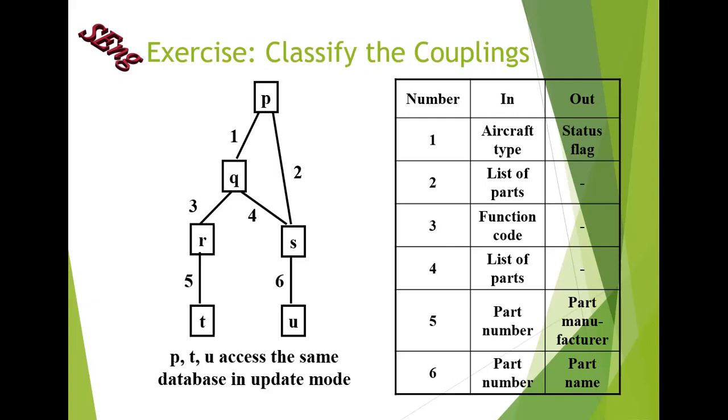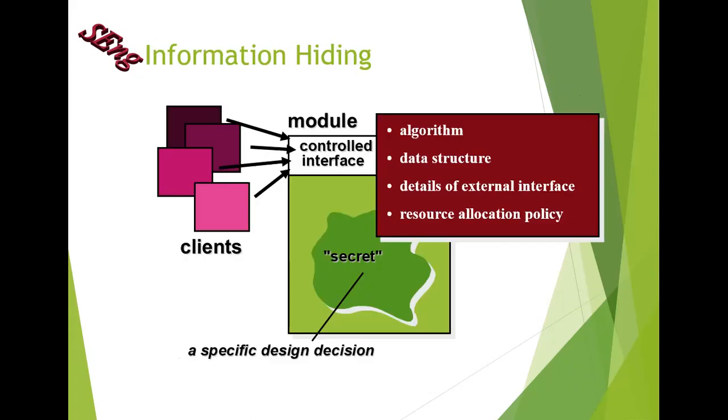Exercise: classify the coupling. Modules P, Q, R, S, T, U, with connections numbered 1 to 6. Here the numbers show what goes in and out. Number 1: aircraft type in and status flag out. Second: list of parts. Third: function code. Four: list of parts. Five: part number, part manufacturer. Six: part number and part name. P, T, and U access the same database in update mode.